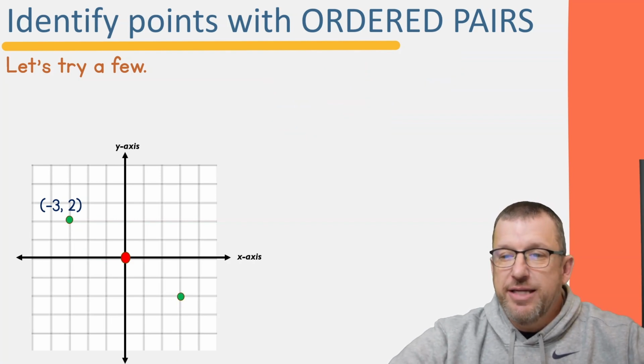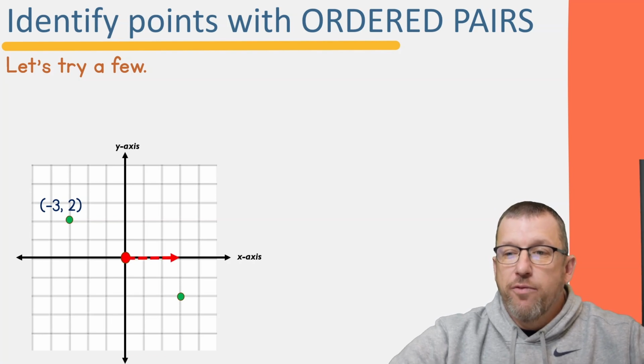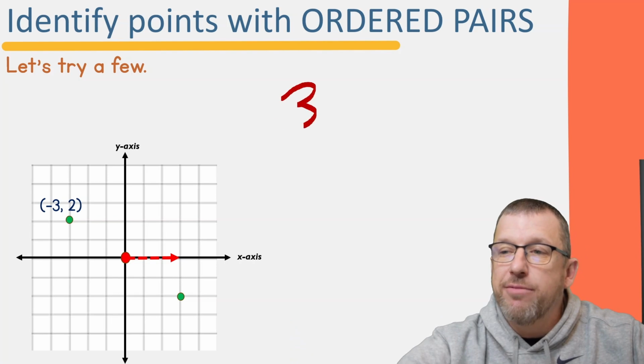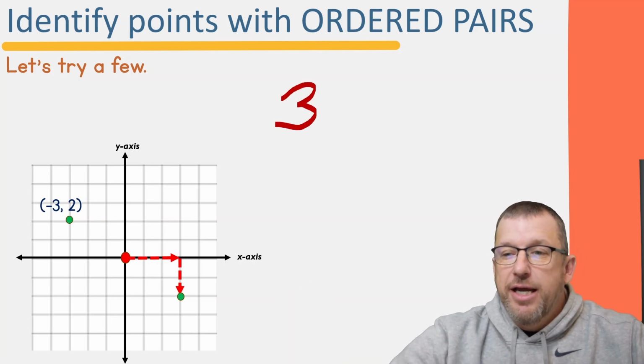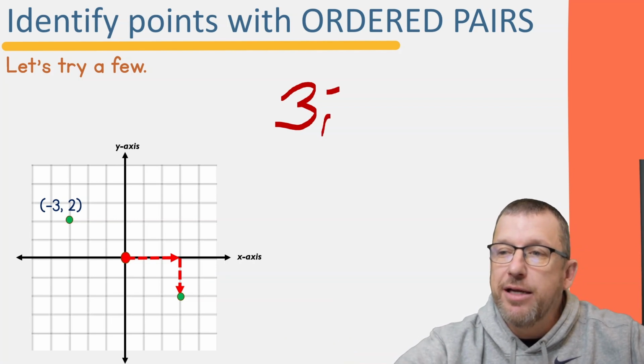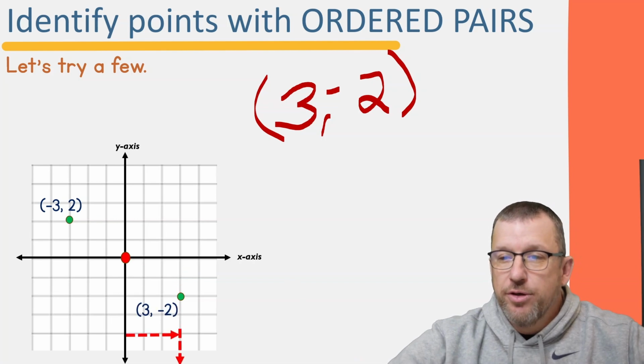Let's try another one. Let's say the dot's right here. We're going to run. So I run from the origin, I always run, and I ran to the right 3 spots. So that means I ran a +3. And then I jumped down 2, which means I went -2, right? And that is my new ordered pair.